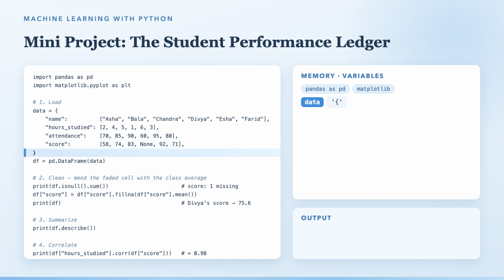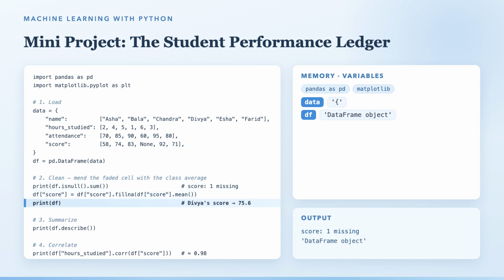When one rises, so does the other. Step 5. Visualize. There it is on the chart. A clear rising path. More hours, higher scores. Load. Clean. Summarize. Correlate. Visualize. You'll do these 5 steps in every single episode of this course. Today, you did them for the first time. 5 quiet steps. Let's walk them.